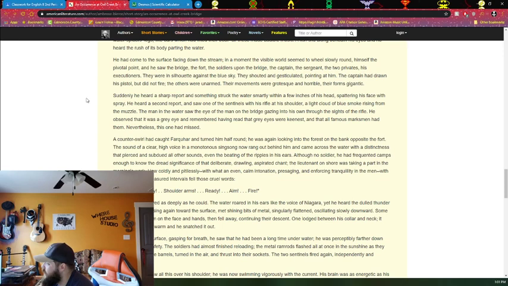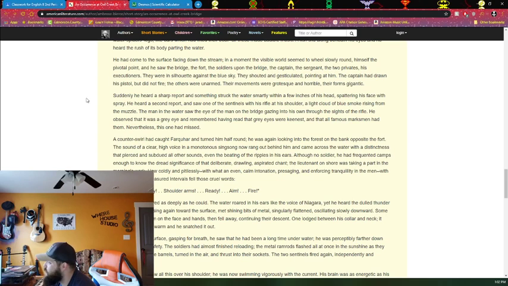The sound of a clear, high voice in a monotonous sing-song now rang out behind him and came across the water with a distinctness that pierced and subdued all other sounds, even the beating of the ripples in his ears. Although no soldier, he had frequented camps enough to know the dread significance of that deliberate, drawling, aspirated chant. The lieutenant on shore was taking a part in the morning's work.